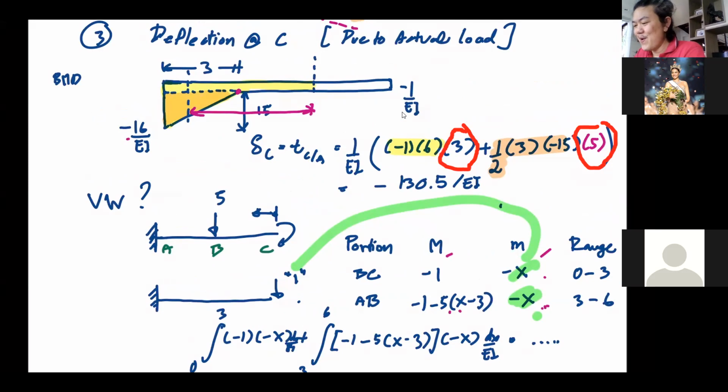Yeah, it's a moment diagram. So I try to help out by painting the color yellow. So the yellow is the area, right? And the 3 that you mentioned would be the distance from the centroid of the yellow rectangle to point C. Because it's the moment area method, you need to take moment of the area, right? So the yellow one is the area, and number 3 is the moment arm of the yellow area. Incidentally, we use the centroid, right?